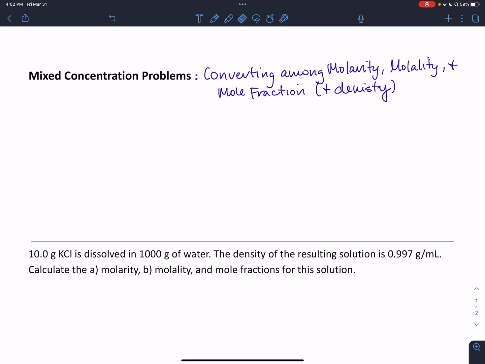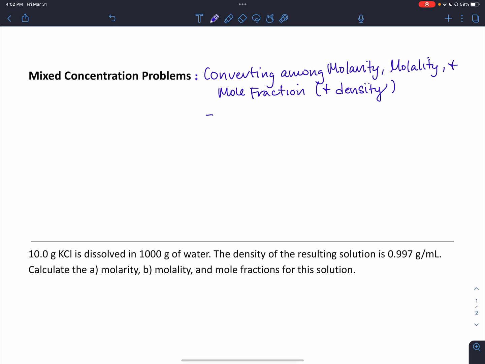Oops, I spelled density wrong though. Let me fix that. Sorry about that. Still bad. Gosh. All right, density. There we go. That's why I'm a chemistry teacher, not an English teacher.